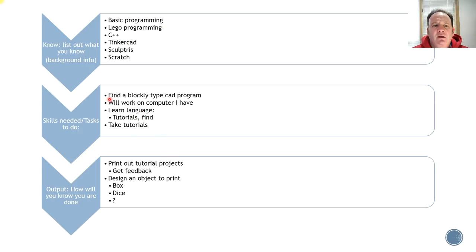What I need to look at is, so things I need to do, find a Blockly type CAD program. And I already have one in mind, but maybe there's a better one. Maybe there's some other ones out there. I need to make sure that it works on the computer I have. So again, it doesn't necessarily need to be skills or things you can do. It's things that can be done. I need to make sure it works on the computer. I need to learn the language. I need to find some tutorials about it. Maybe I need to take a class. Maybe I need to find some YouTube videos. And then I need to take these tutorials.